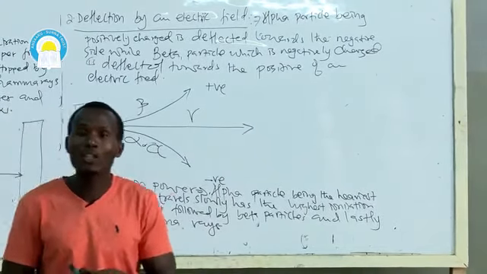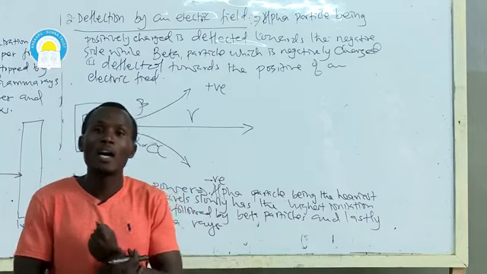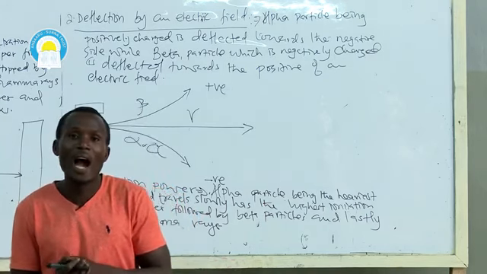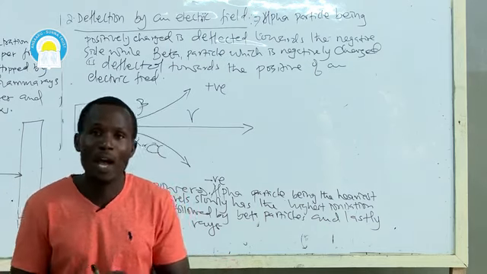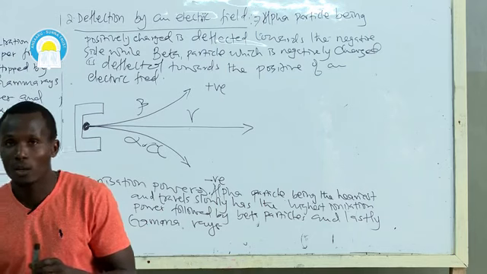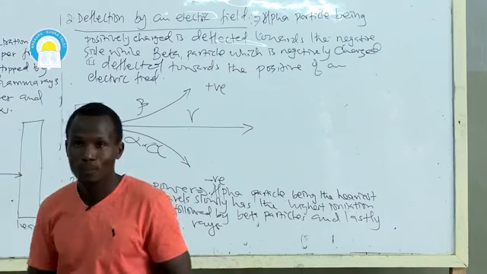The second lesson is going to start from radioactive decay and half-life. So we are going to start on radioactive decay and half-life as our second lesson on radioactivity. Thank you.